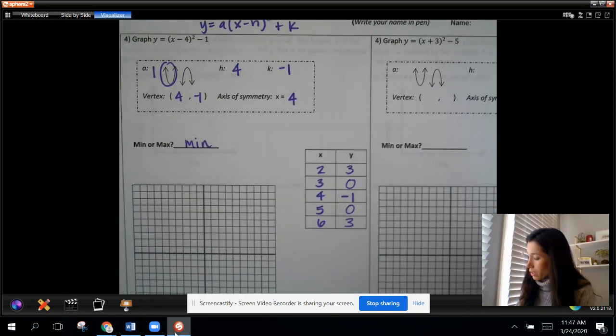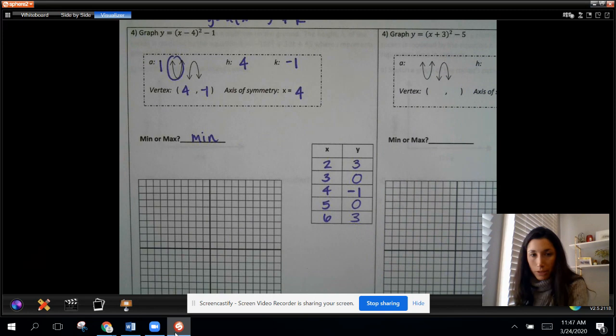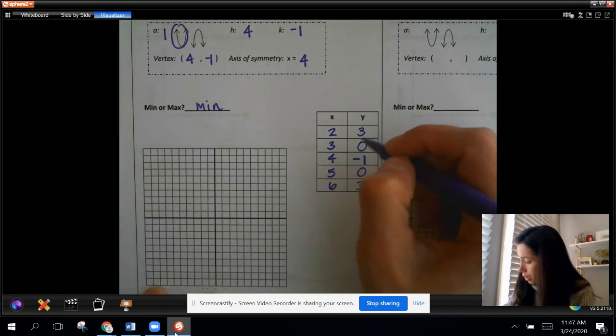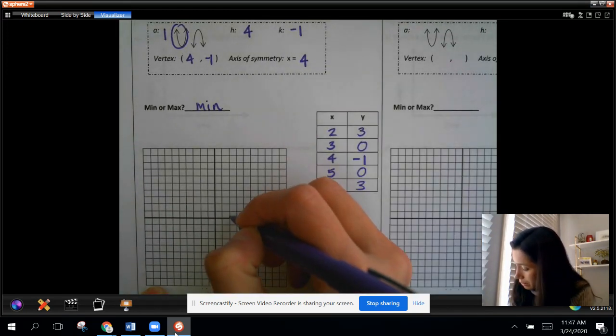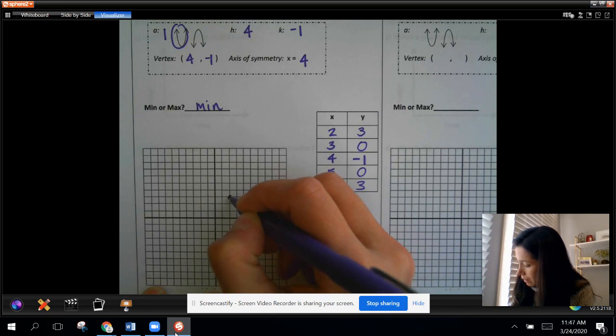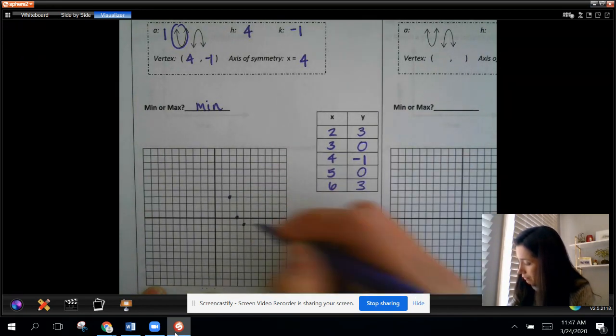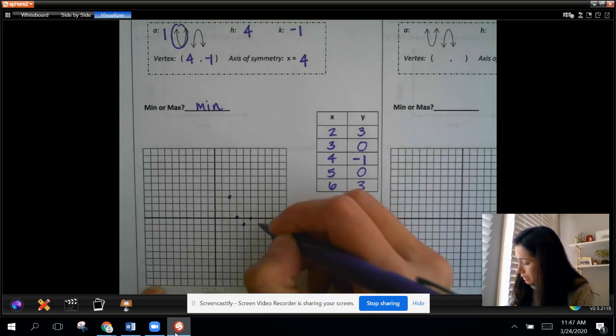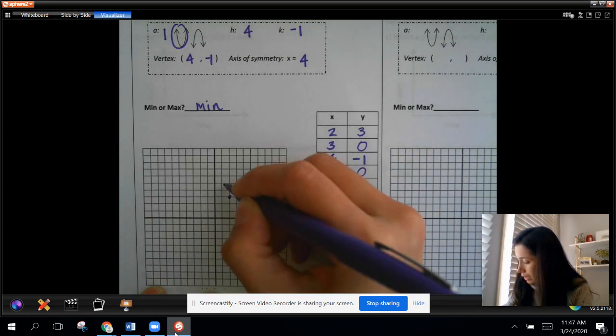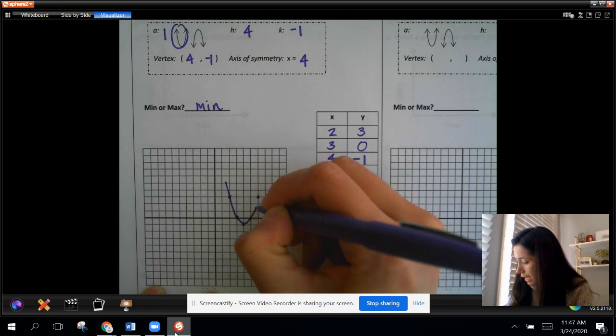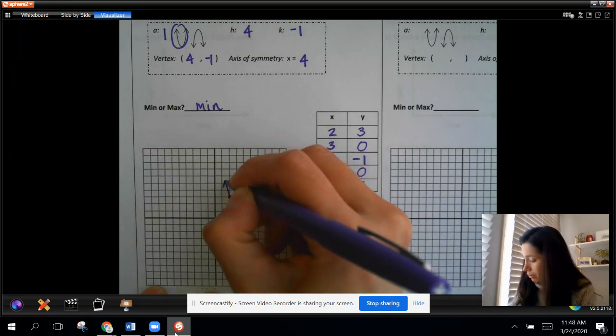Okay, so we can go ahead and graph these points and create our parabola. So we have a point at 2, 3. We have a point at 3, 0, 4, -1, 5, 0, and 6, 3. And then we'll go ahead and connect them with the curve. And then we'll identify our domain and range.